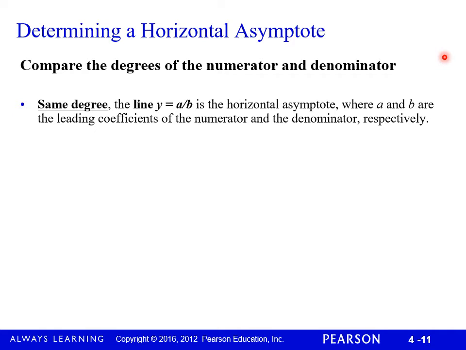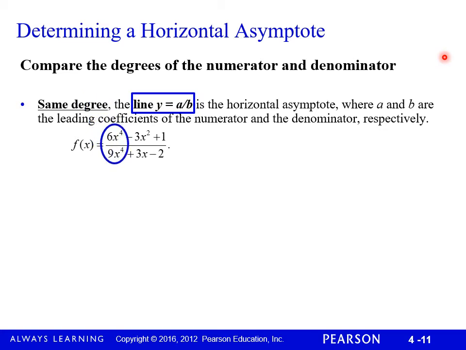These are the numbers in front of the variables with the largest exponent in the numerator and in the denominator. Okay? So for example, notice here we have f of x equals 6x to the fourth minus 3x squared plus 1 over 9x to the fourth plus 3x minus 2. Okay? We can see here that they are the same degree. They're both degree 4.